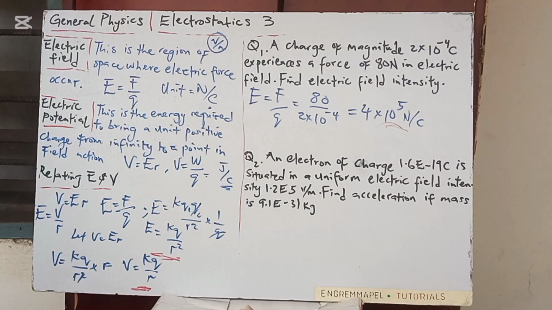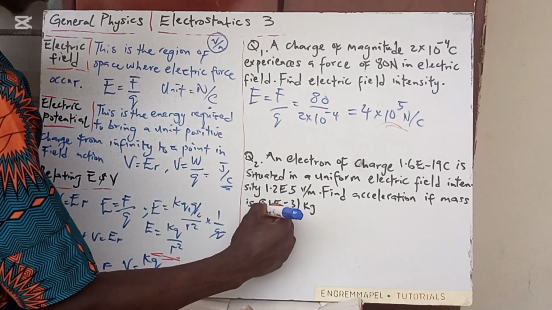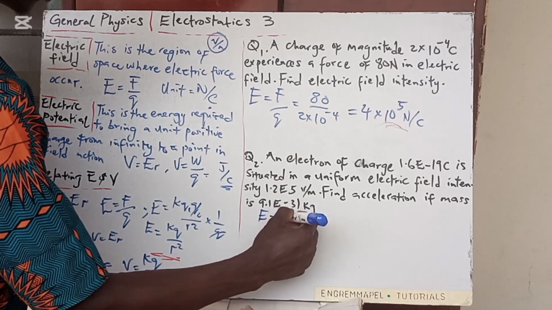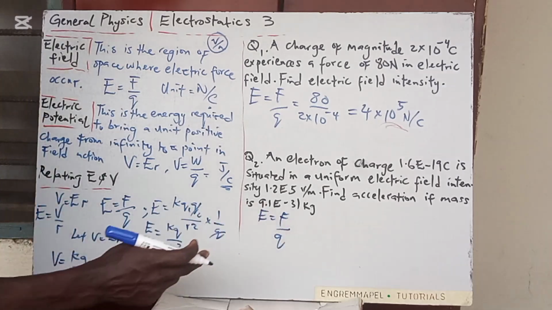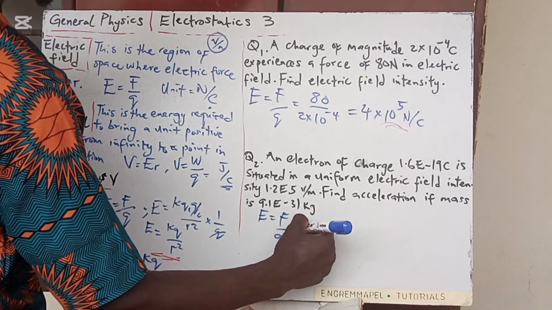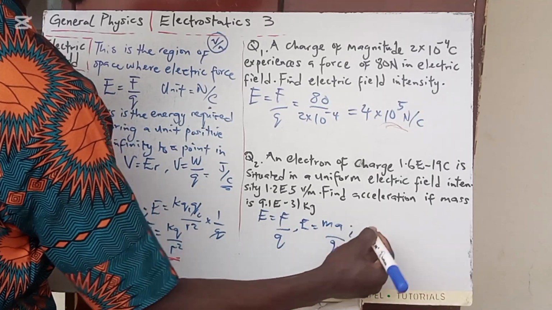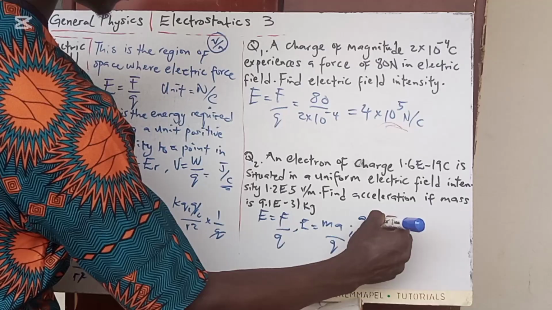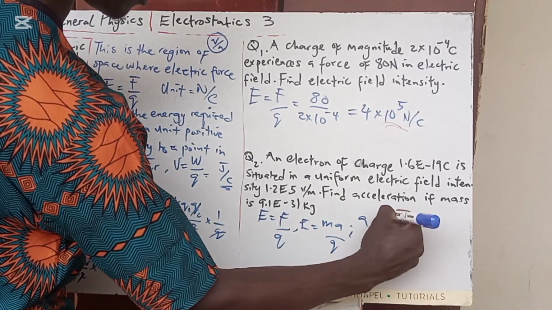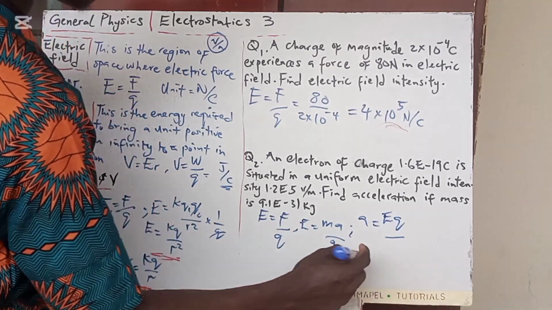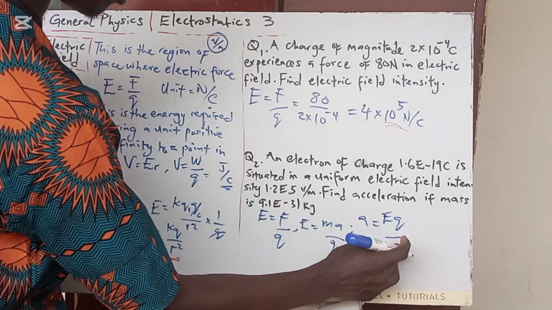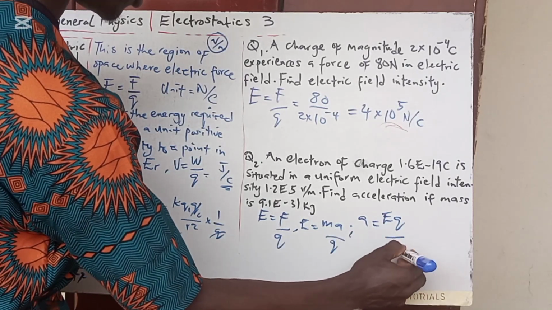For this, we are going to be using E equals F over Q. We are still using the same formula, E equals F over Q. But now this F, we are going to turn it to MA. So you'll be having E equals MA over Q. And you can make A subject of formula. If you make A subject of formula, this one comes here, it becomes EQ over M. You'll be having A equals EQ over M.